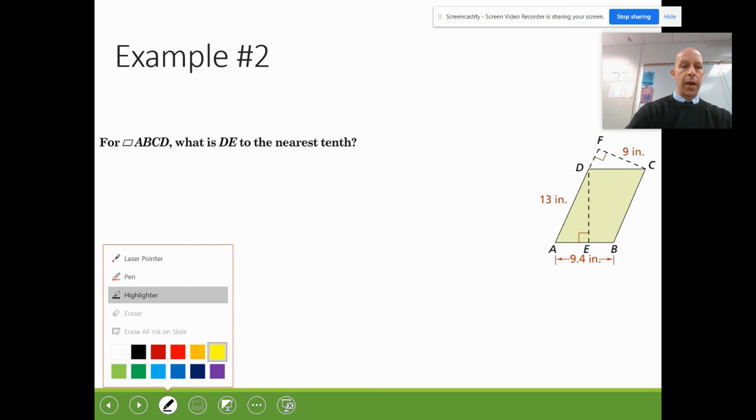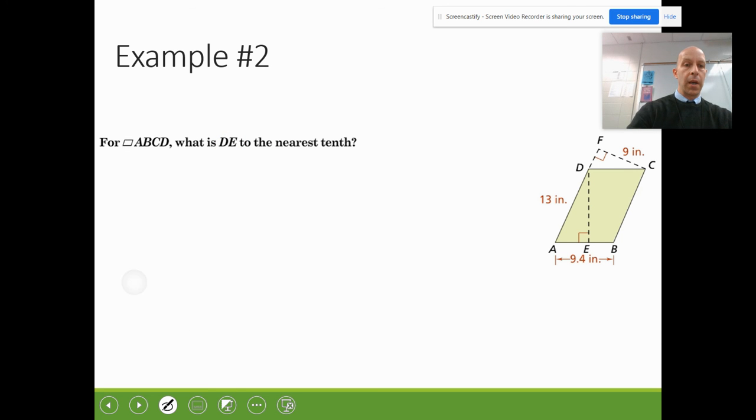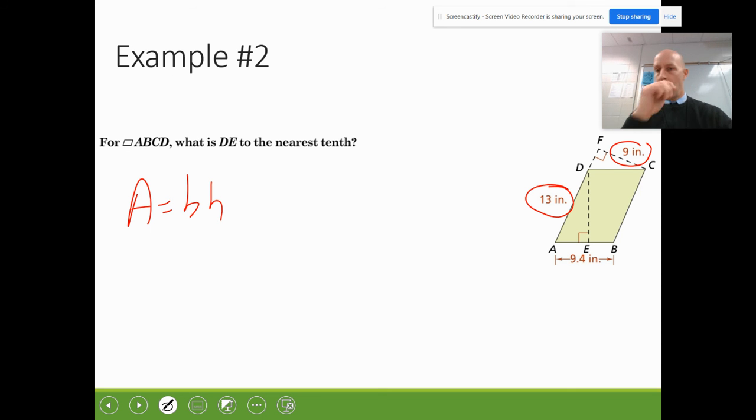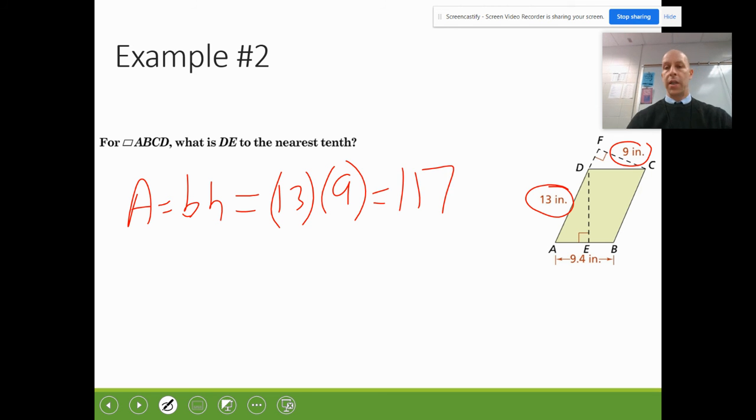And first, let's find the area. And the area, again, is base times height. And I'm going to use this base and this height. Now notice that the base is the length of that side of that parallelogram, and the height is perpendicular there. So base times height is going to be 13 times 9. And I'm going to use my calculator here to be careful. 13 times 9 is 117. So that's the area, but that's not what the question's asking us.